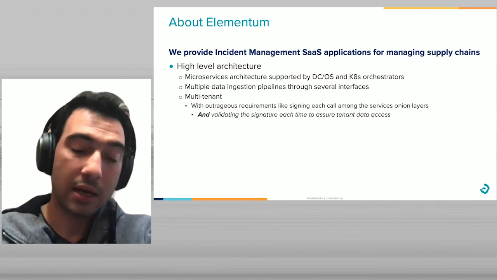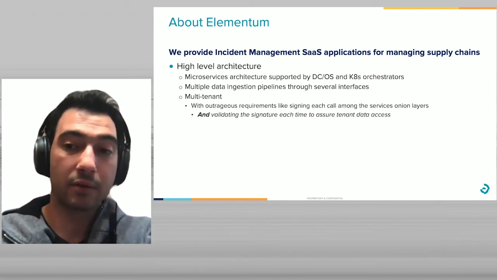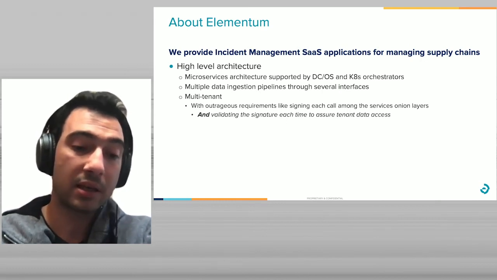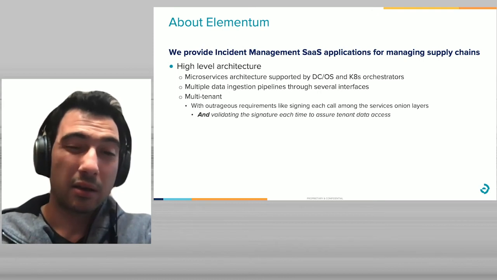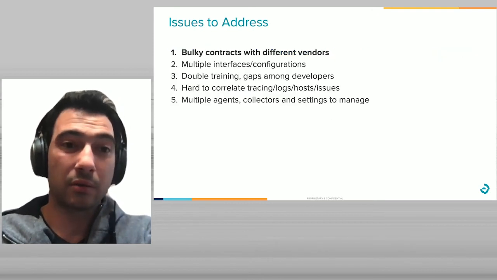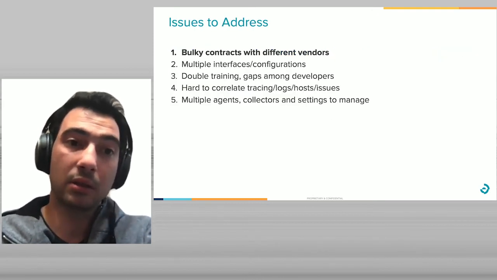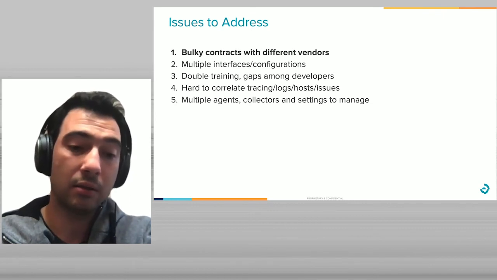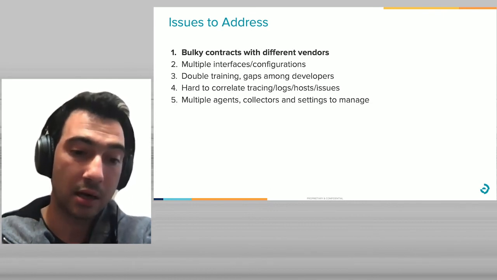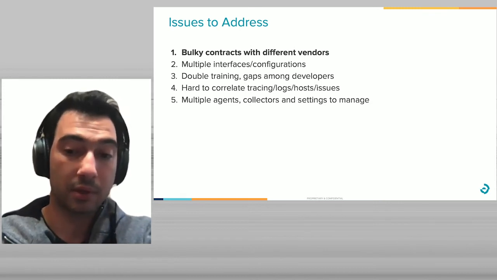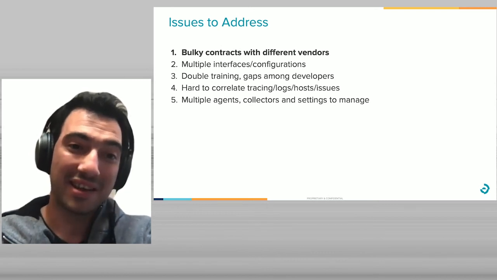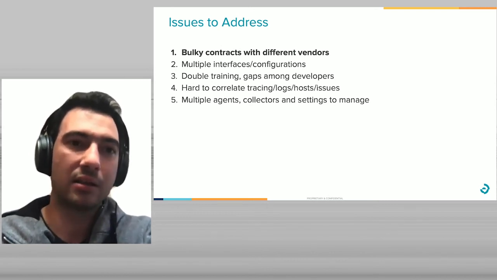So we had another vendor for tracing, and basically we had another vendor for APM and metrics. The issues we had with this vendor were mainly around bulky contracts. You all might know that the second largest bill you will have in your company is observability in all its forms. First is infrastructure, then it's observability.